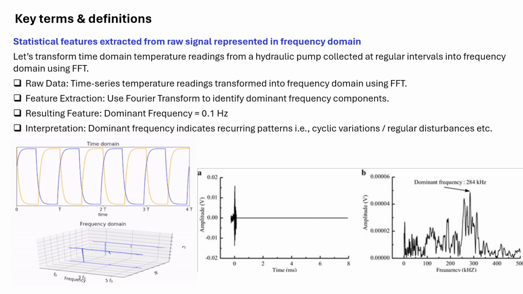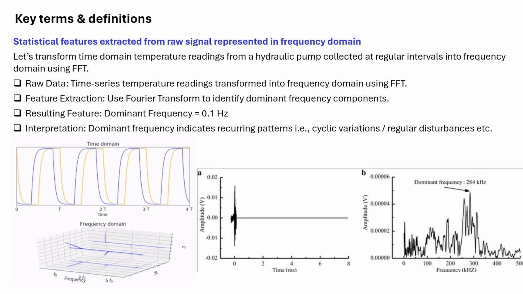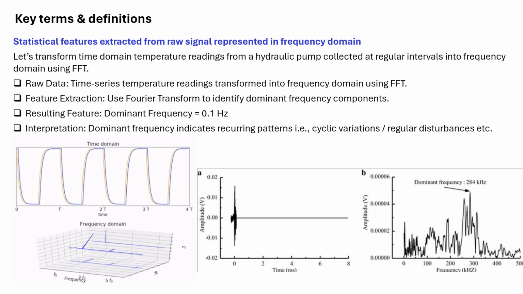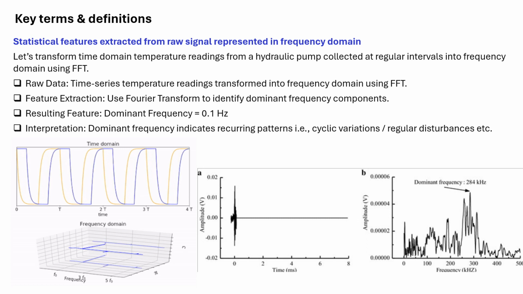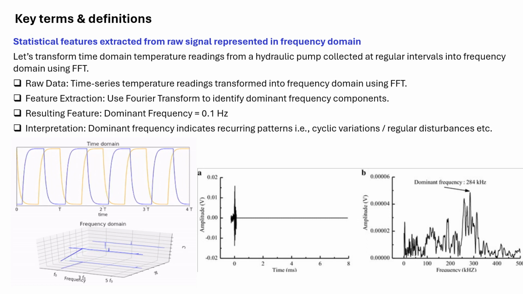In this analysis, we'll explore the transformation of time domain temperature readings from a hydraulic pump into the frequency domain using the fast Fourier transform, FFT, and focus on the feature extraction, specifically the identification of the dominant frequency component. We begin with a dataset comprising time series temperature readings from a hydraulic pump, collected at regular intervals. The time domain representation of this data gives us insights into the temperature variations over time.